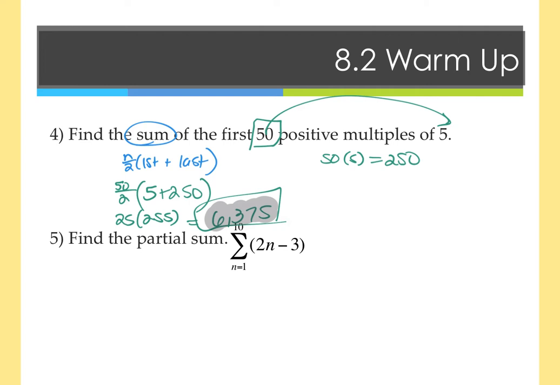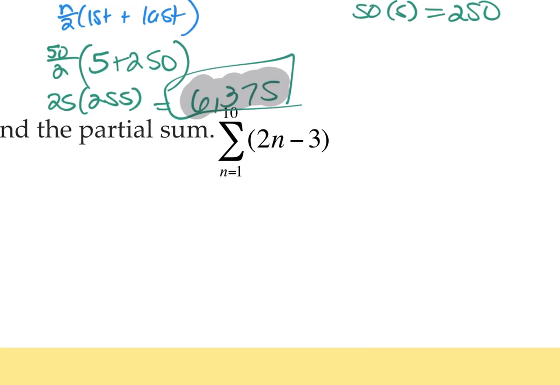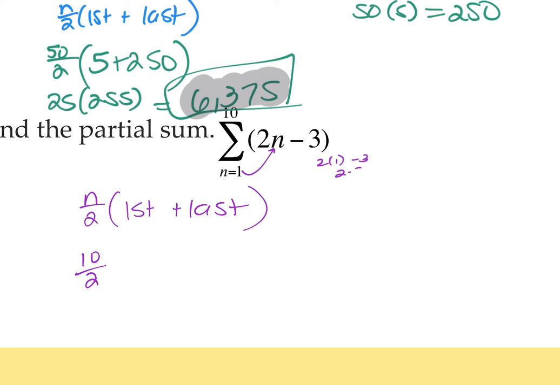All right, and then 5 says find the partial sum. 2n minus 3 is arithmetic. You'd be adding 2 each time. Although there's a number at the front, it's still arithmetic, okay? So I do n over 2 times first plus last. How many terms are there if it starts at 1 and ends at 10? 10. The first term, I would plug in 1. So 2 times 1 minus 3, 2 minus 3, which is negative 1. The last number I would plug in 10. 2 times 10 minus 3, 20 minus 3, which is 17.